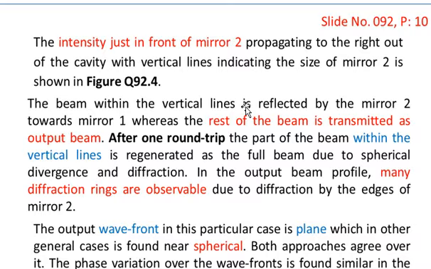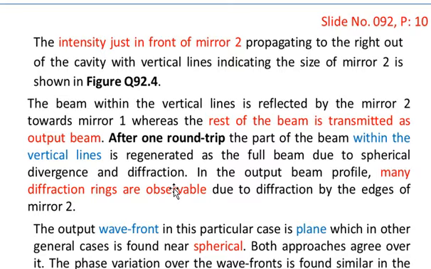The beam within the vertical lines is reflected by mirror 2 towards mirror 1, whereas the rest of the beam is transmitted as output beam. After one round trip, the part of the beam within the vertical lines is regenerated as the full beam due to the spherical divergence and diffraction.